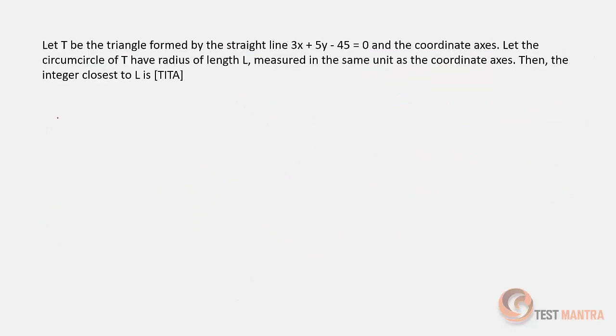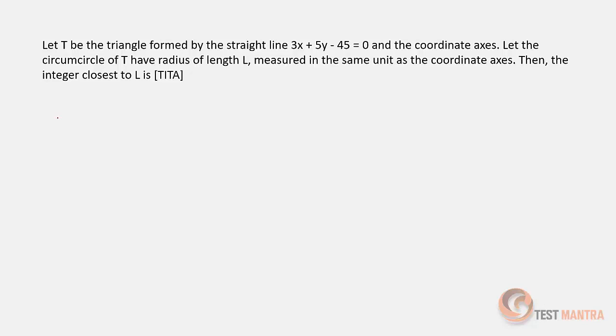Now the next question seems to be coordinate geometry, but it's more of geometry. Let T be the triangle formed by the straight line 3x plus 5y minus 45 equals 0, which is a straight line, and the coordinate axes. Let the circumcircle of T have radius of length L, measured in the same unit as the coordinate axis. Then the integer closest to L is.